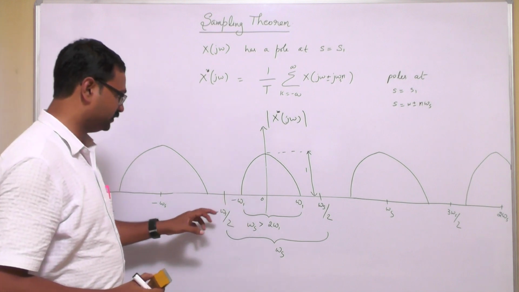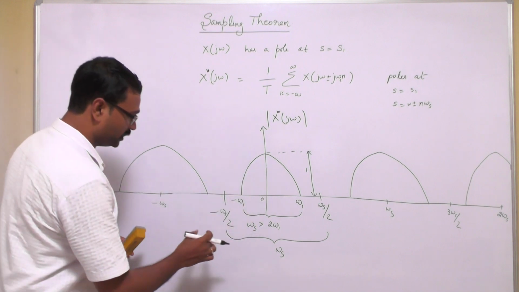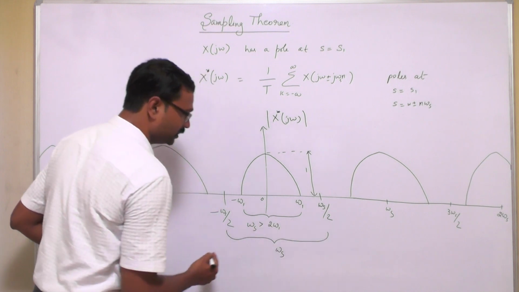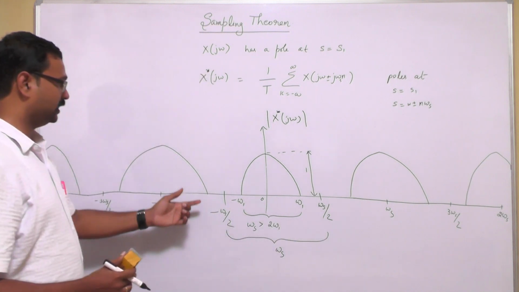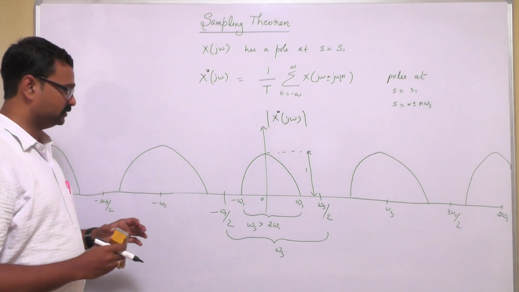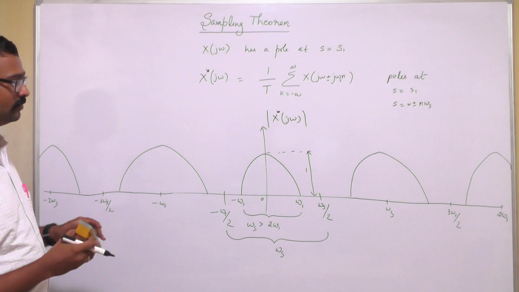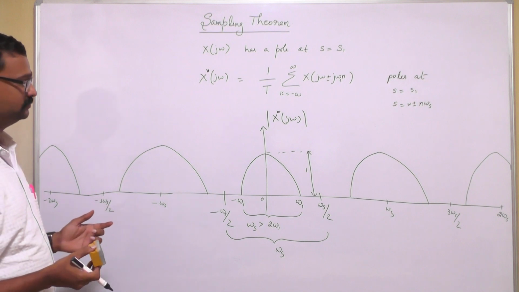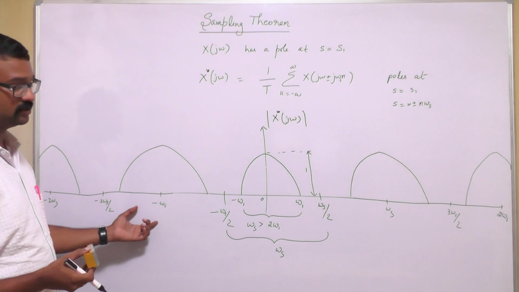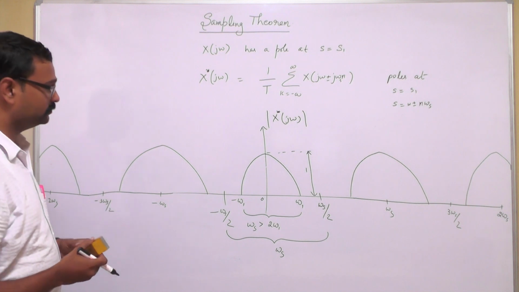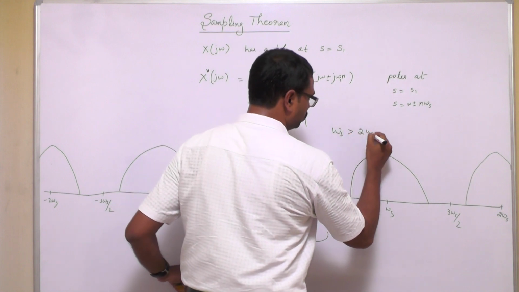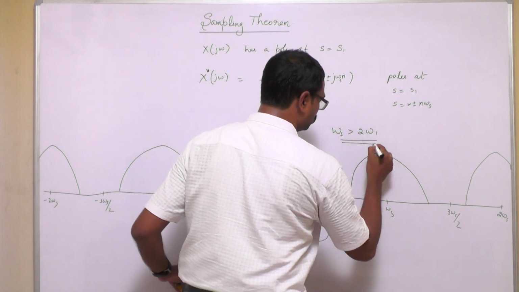at every pole you have ωs greater than 2ω1, and therefore at every value you have the frequency spectrum without any distortions. There is no distortion in this frequency spectrum which is drawn here. Now this is for ωs greater than 2ω1. This is the condition.